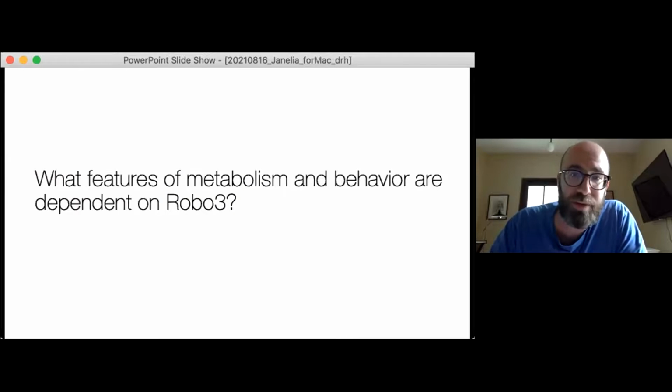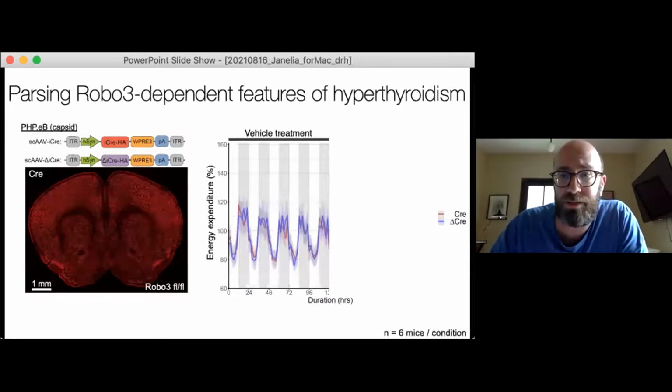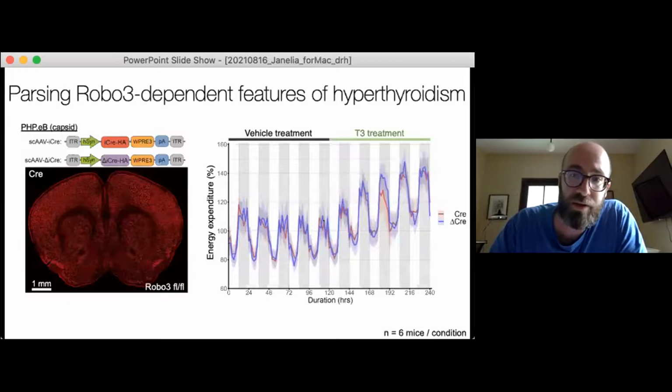Finally, we wanted to know what aspects of metabolism and behavior are dependent on ROBO3 induction. Our first attempt at this was to introduce a systemic version of CRE that is expressed in neurons, or a truncated version of CRE known as delta CRE, which is inactive, throughout the brain of ROBO3 conditional knockout mice. We injected virus into these animals and then ran them through the same metabolic home cage system I described before, first treating both cohorts with vehicle for 5 days and then treating with T3 for 5 days. We compared the final 48 hours of the vehicle period and the final 48 hours of the T3 treatment period when metabolic and behavioral effects of T3 are saturated.